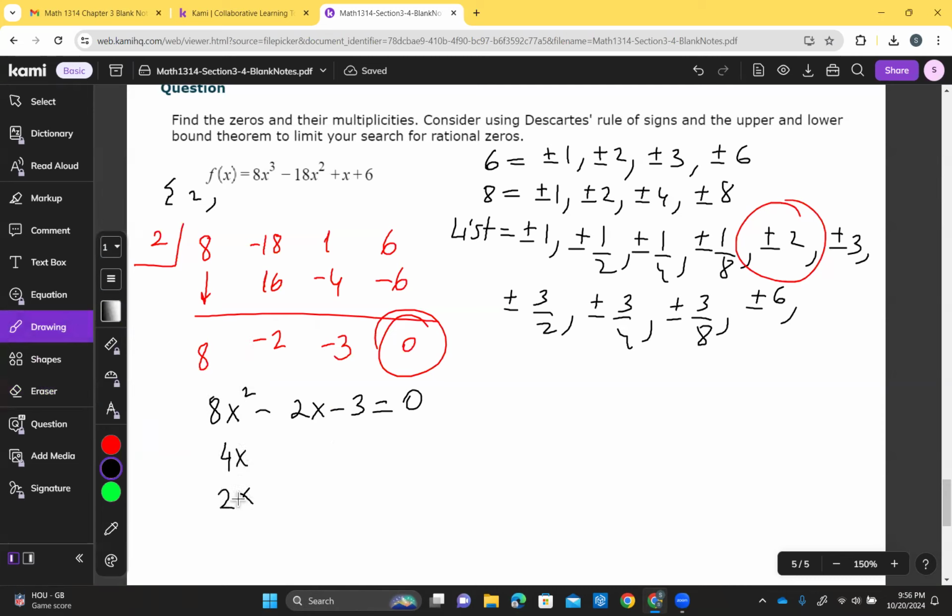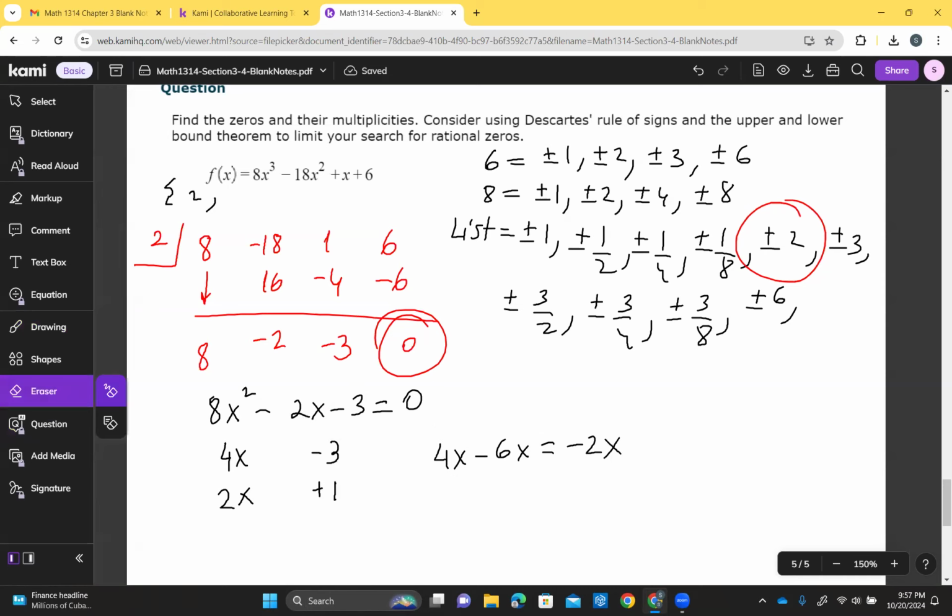I want to now separate them as 4x times 2x because when I multiply them, that's 8x squared. And there's a 3 that I need to break down here. So I want to do 3 and 1 here, and that's a negative 3. So one of them has to be negative, the other one has to be positive, so that when I multiply them, I get negative 3. I still don't know if these are the correct factors. When I multiply these two, they give me a 4x. When I multiply these two, they give me a negative 6x. And when I combine them, that's a negative 2x, which is in the middle. That means these are the factors I'm looking for.